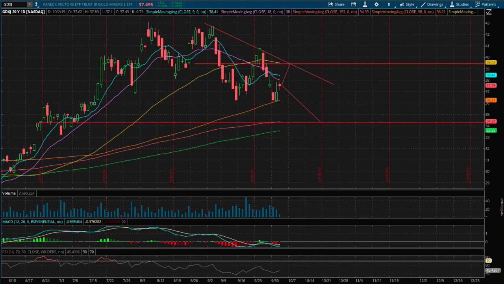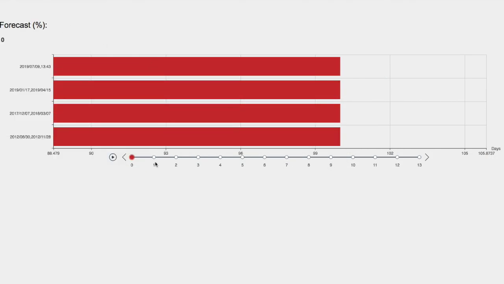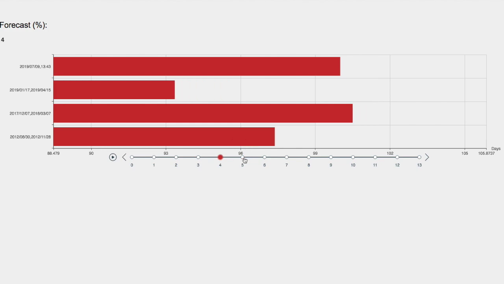So let's head to the forecast model. On here I'll go day by day. We're on GDXJ, we'll head to the next coming days. So we have 1 day out, 2 days out, 3 days out, 4 days out, 5 days out, 6 days out, and 7 days out.